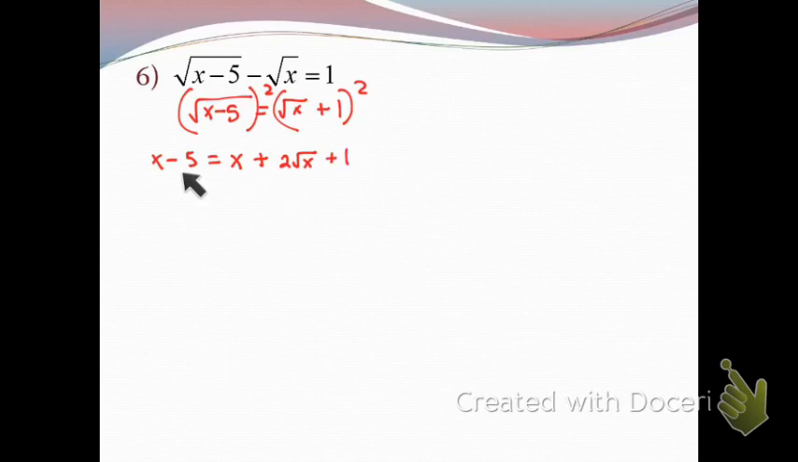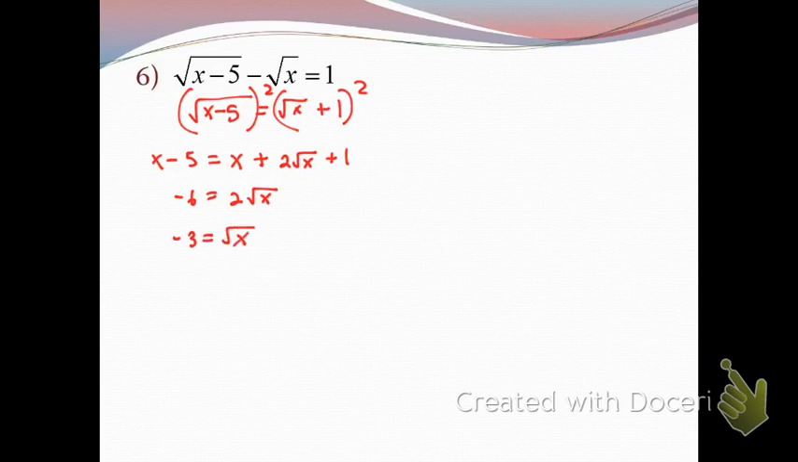Now, look up here. Now you want to isolate this square root of x, and we'll square everything again. So this works out nice. When I subtract, the x's go away. And then I subtract 1. So I'm going to have negative 6 equals 2 square root x. Am I right in that thought process? And then I divide by 2. I have negative 3 equals square root x.